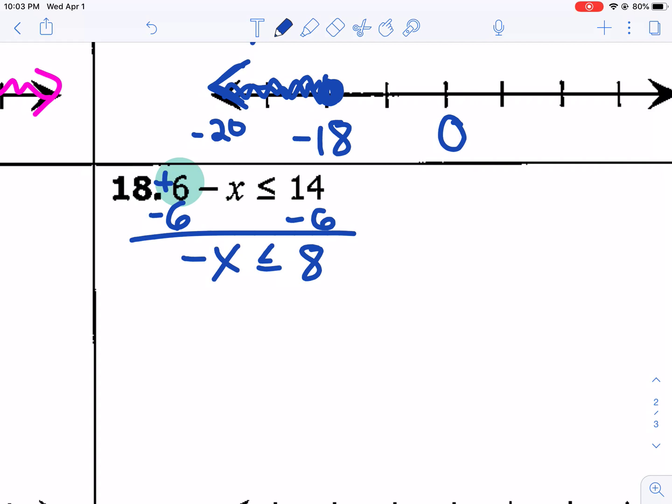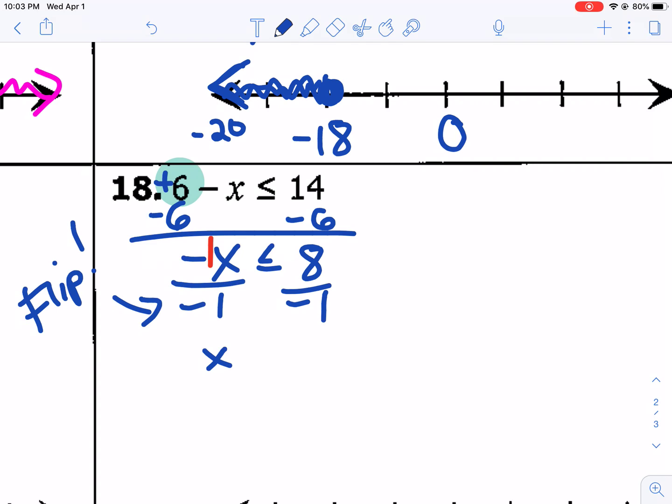Well, -x is really, I can change colors here, it's a -1x. Divide by -1, x is less than or equal to, whoa, not less than or equal to, it's a negative. I must flip. Greater than or equal to -8.